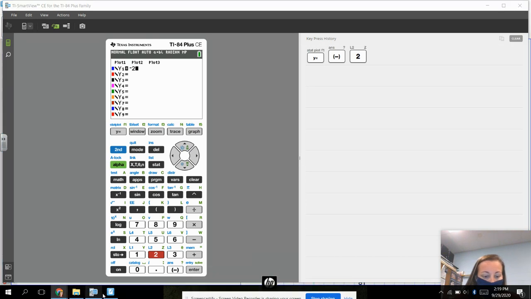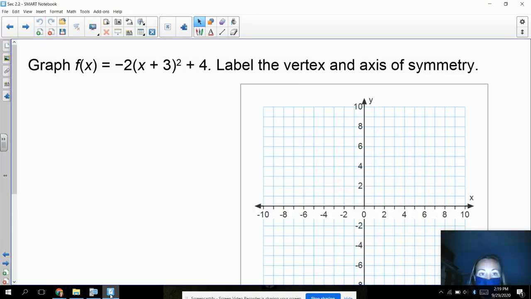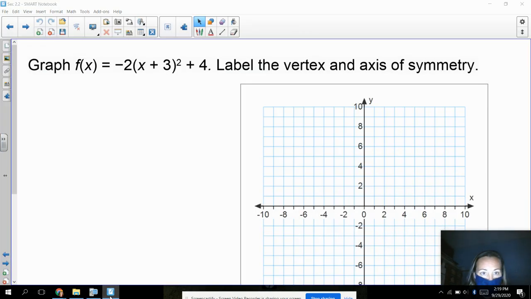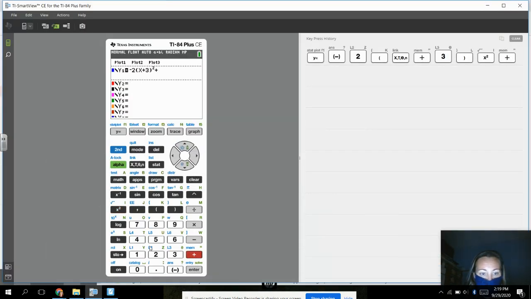So we get -2. Oh, lights just turned off. I'm in my classroom here. I'm going to give video in the dark. And then x plus 3 squared, and then plus 4. And you can see everything that I type over here on the right side, right? So I went to y equals -2 parenthesis variable button plus 3 and goes through the whole process.